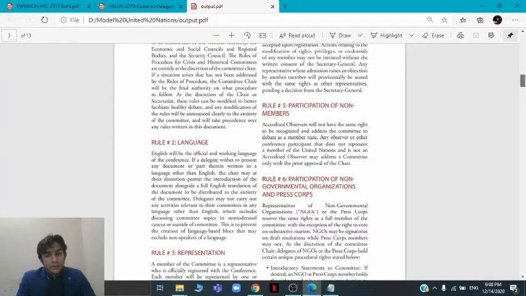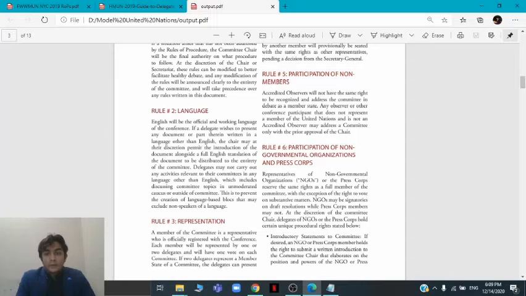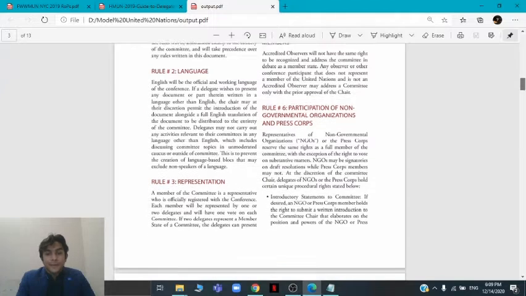Rule number five is the participation of non-members. What we understand by the term non-members is people or countries who are not a part of the United Nations, and the United Nations has not recognized them as official countries, like for instance Israel and Palestine. In my MUN experience, non-members can also be observer delegates who have just come to see how the MUN works, and they don't usually speak.